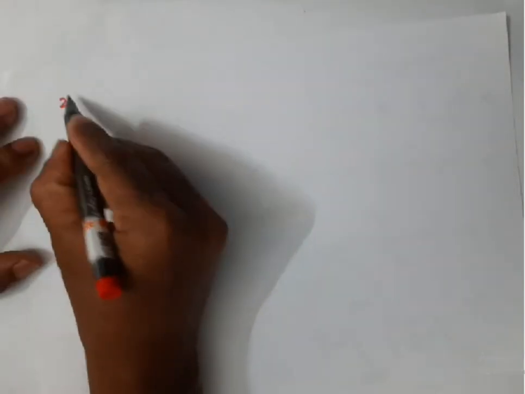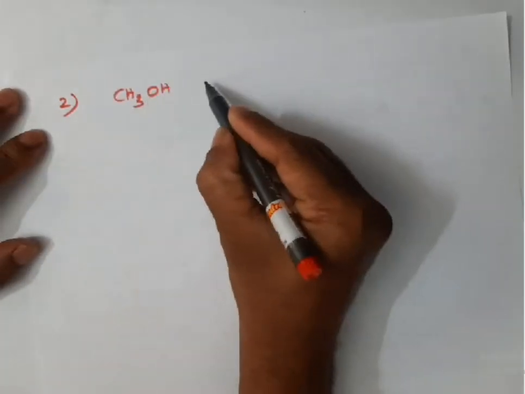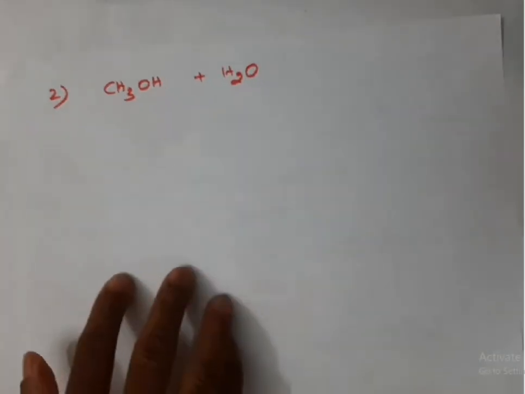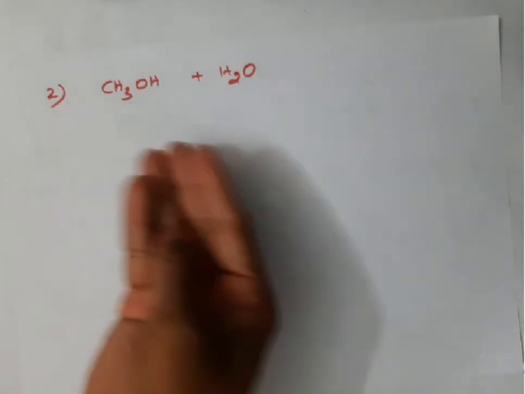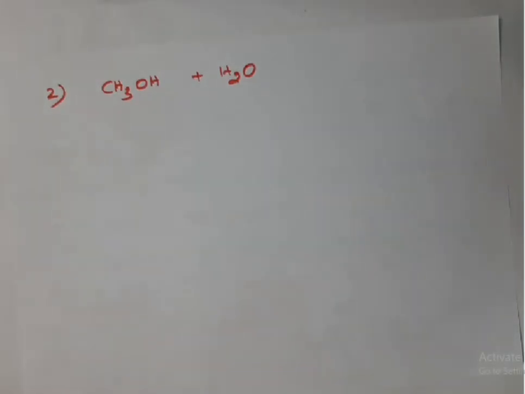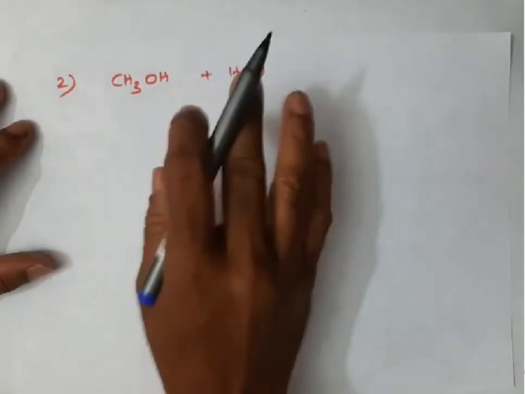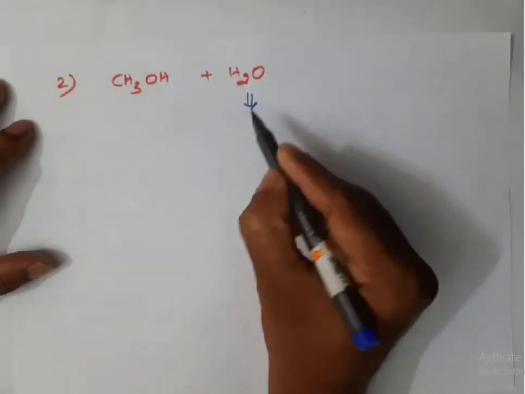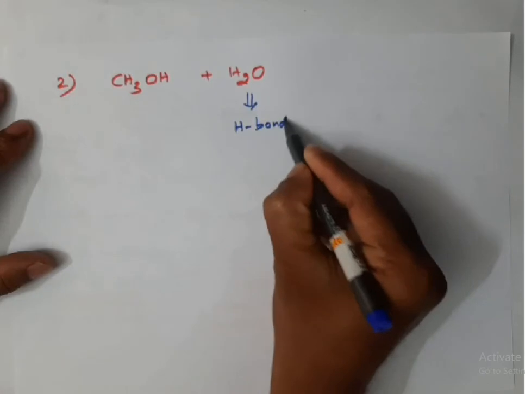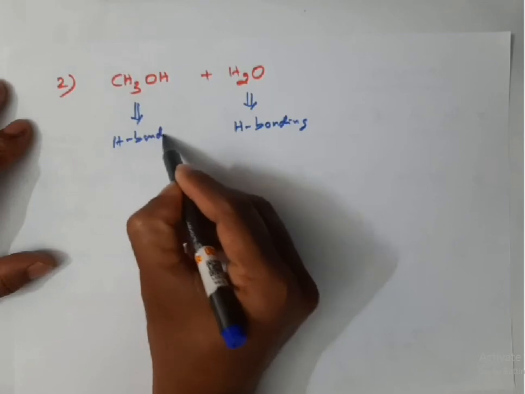I'll take two liquids, say methanol and water. Methanol and water. Okay, students, observe this carefully. How to proceed if a question is given like this? Very simple. You see the two liquids. Among the two liquids, in which liquid is the force of attraction stronger? That you have to decide. In this case, the water molecule will show hydrogen bonding. Methanol also will show hydrogen bonding. Both will show hydrogen bonding.